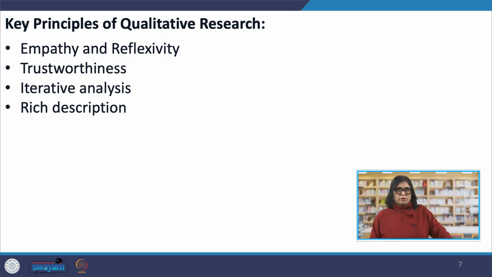concepts, and themes. Rich description, providing detailed, vivid, and context-sensitive descriptions of the data, is essential in qualitative research. Rich descriptions help convey the complexity and nuances of the phenomena under study and enable readers to assess the relevance and transferability of the findings to other settings or populations.